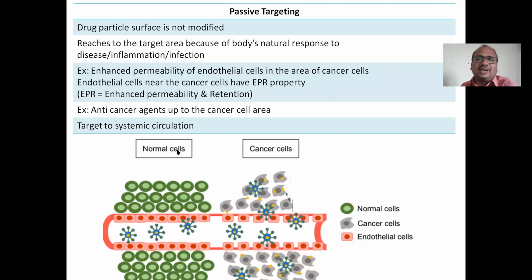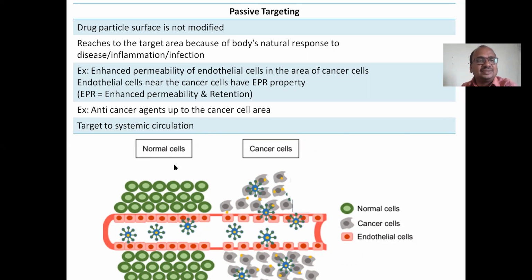What is passive targeting? We are not modifying the drug. Yes, you heard it correctly. We are not modifying the drug surface. We are not modifying the carrier particles. The drug particle surface is not modified, but however, it reaches the target site. How? It reaches the target site because of the body's natural response to a disease, inflammation, or infection. There is a very nice example of this concept.